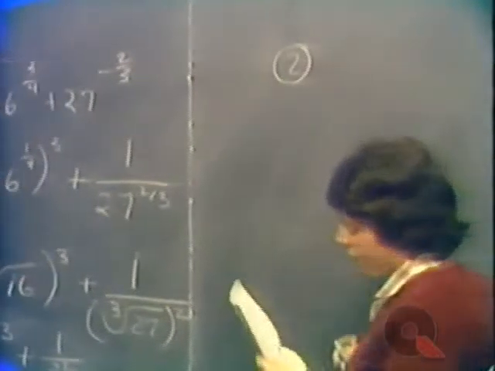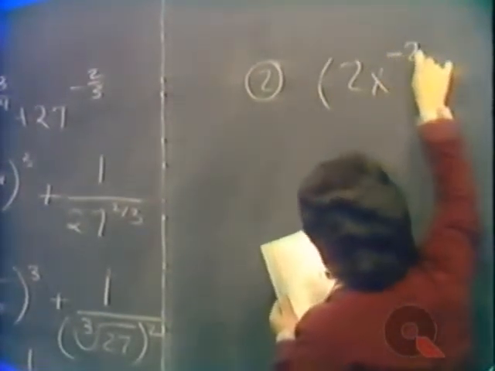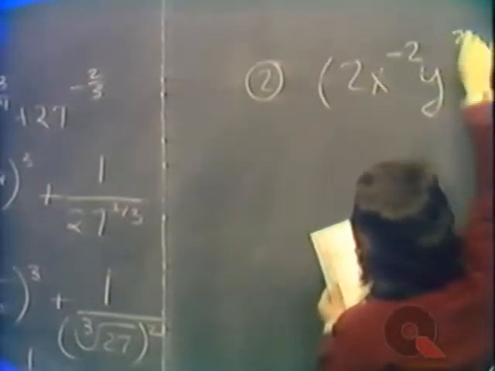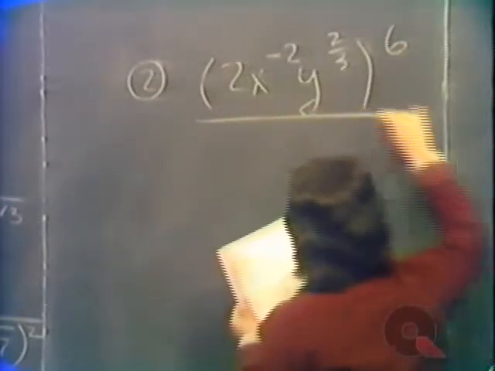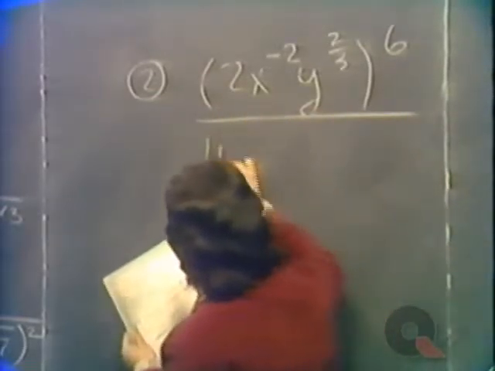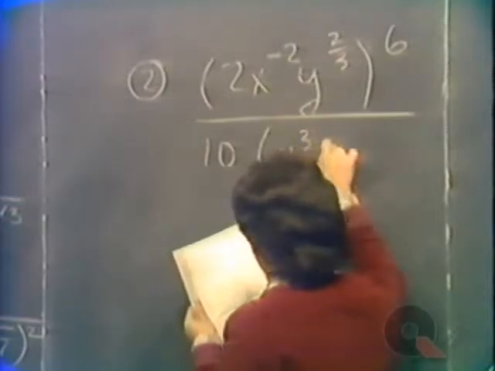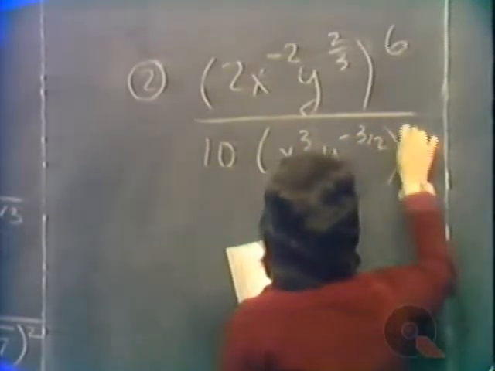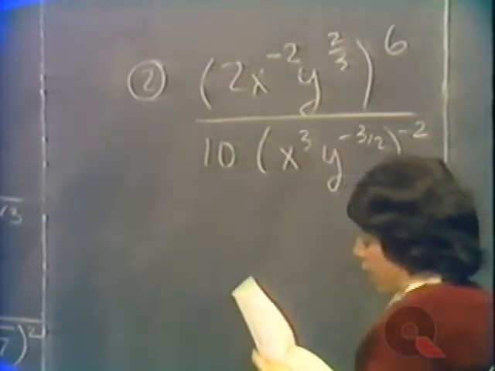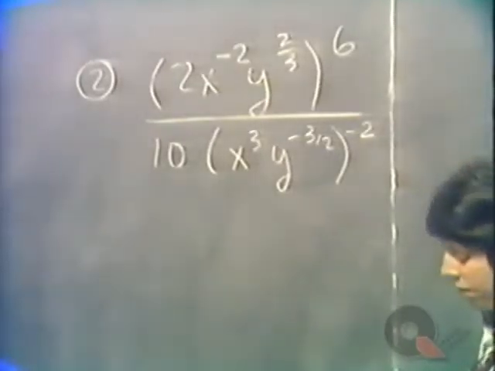In our next example, we have 2x to the minus 2, y to the 2/3, all raised to the 6th power, over 10 by itself, and then in parentheses, x cubed y to the minus 3/2 raised to the minus 2 power. Now, don't let the fractional and negative exponents bother you here.